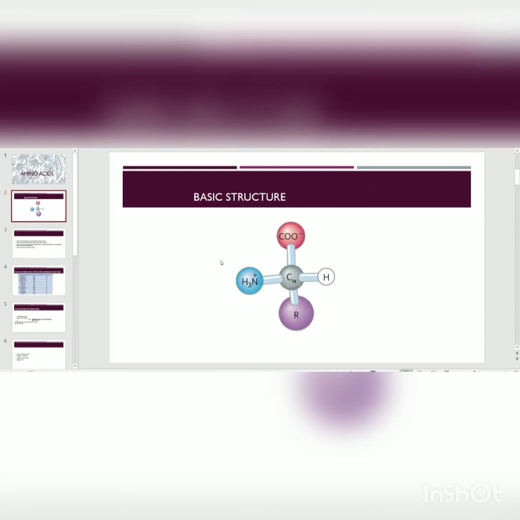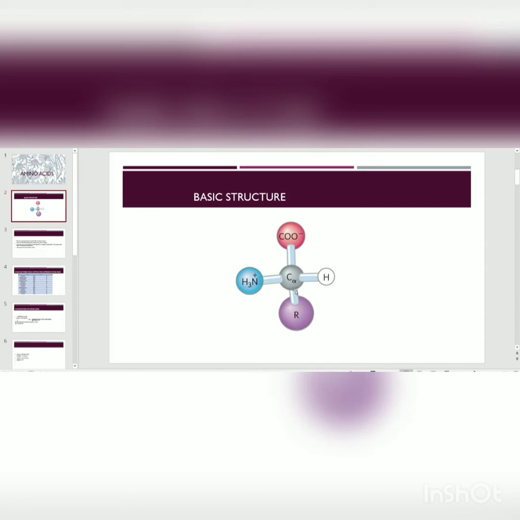As you can see in this picture, this is the amine group, this is the carboxyl group, this is the R group and this is the hydrogen atom, all bonded to a single carbon, that is the alpha carbon, right? So the alpha carbon atom is a chiral center.